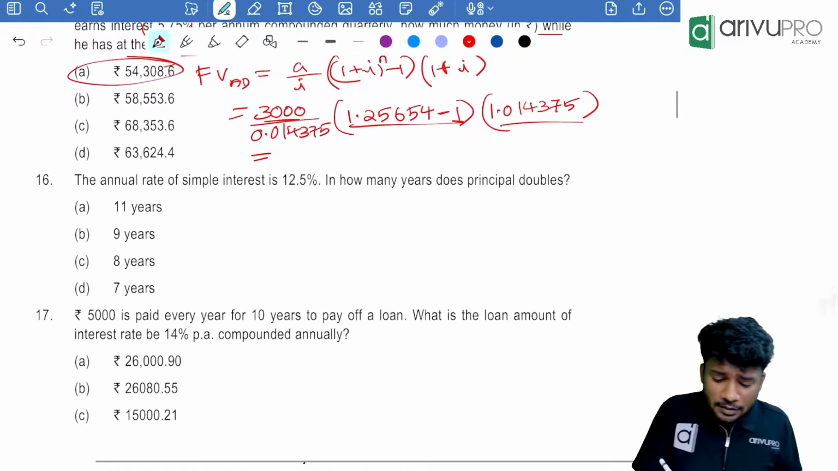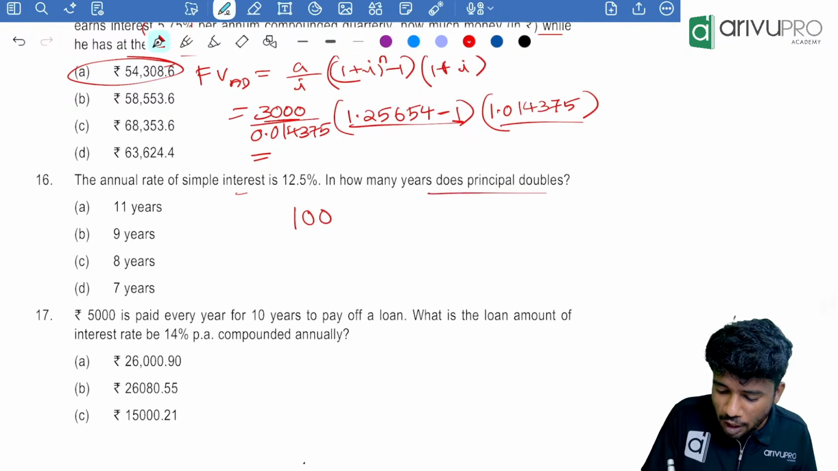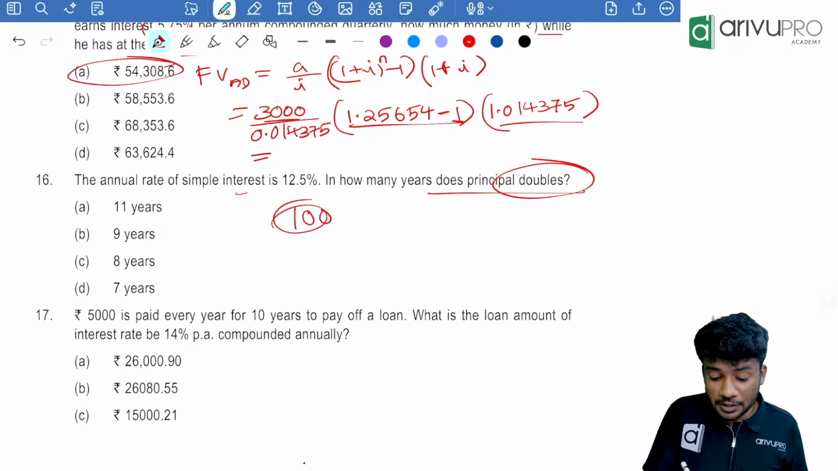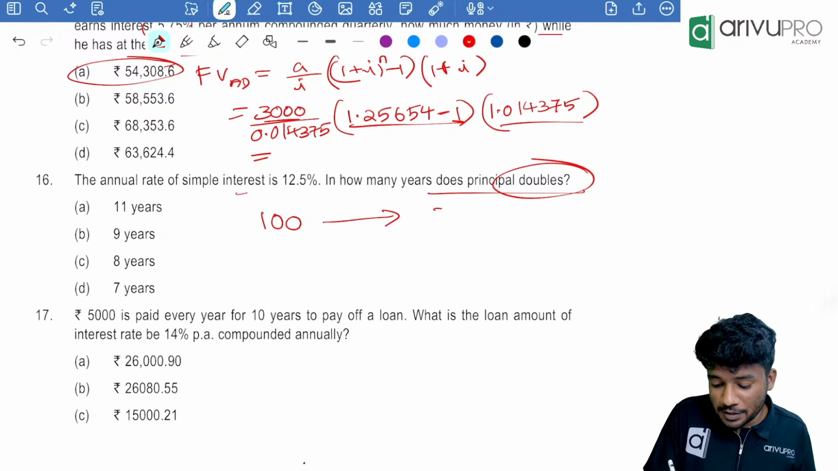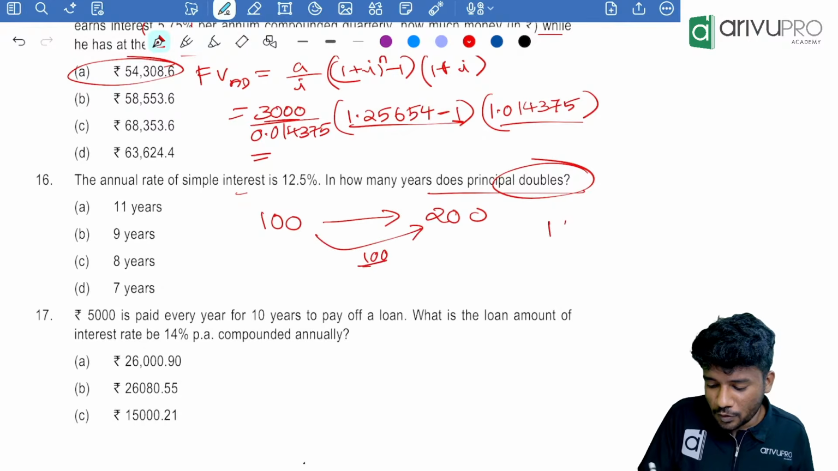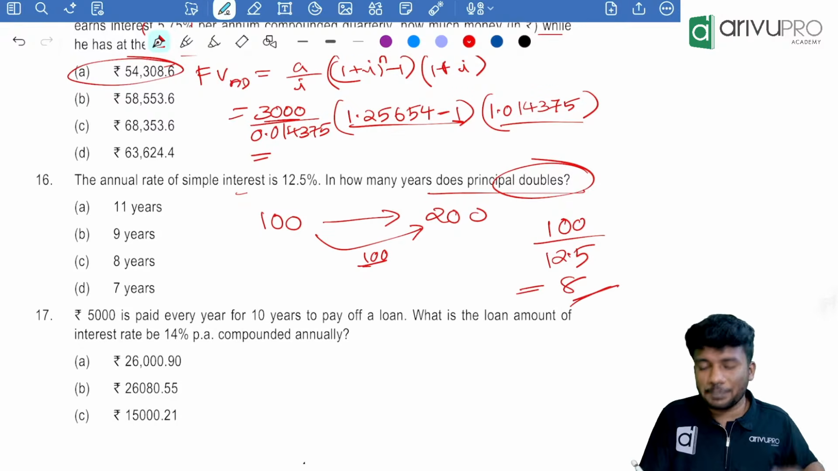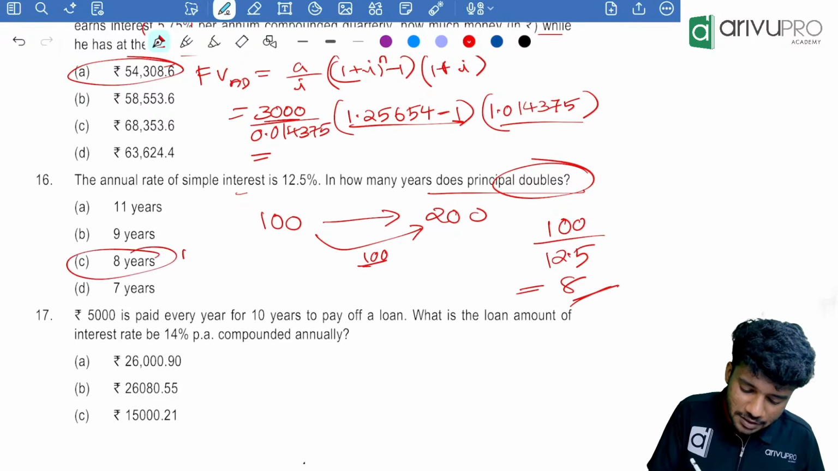Next one, people. The annual simple interest, a direct question. So we can take it as what? In how much time the principal doubles? Doubles means if 100 is the principal, it should become 200. How much is the interest we got over here? 100. So 100 divided by 12.5. 100 by 12.5 is how much, people? 8 is the answer.